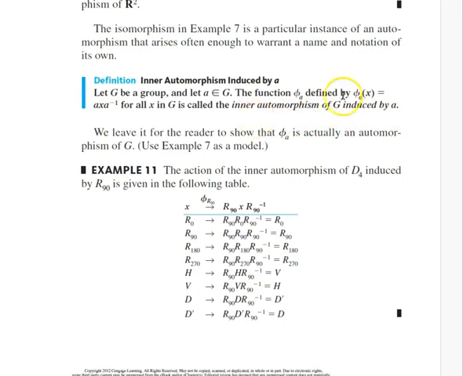Of course, if the group G is abelian, it is commutative, then you can move x to the other side until you get phi sub a of x equals x, which is the identity map. So it's a trivial isomorphism in that case. So it is interesting only when the group G is not abelian.